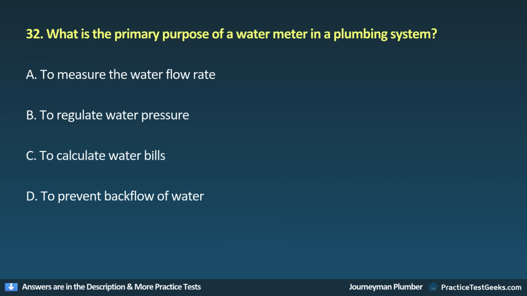32. What is the primary purpose of a water meter in a plumbing system? A. To measure the water flow rate. B. To regulate water pressure. C. To calculate water bills. D. To prevent backflow of water.